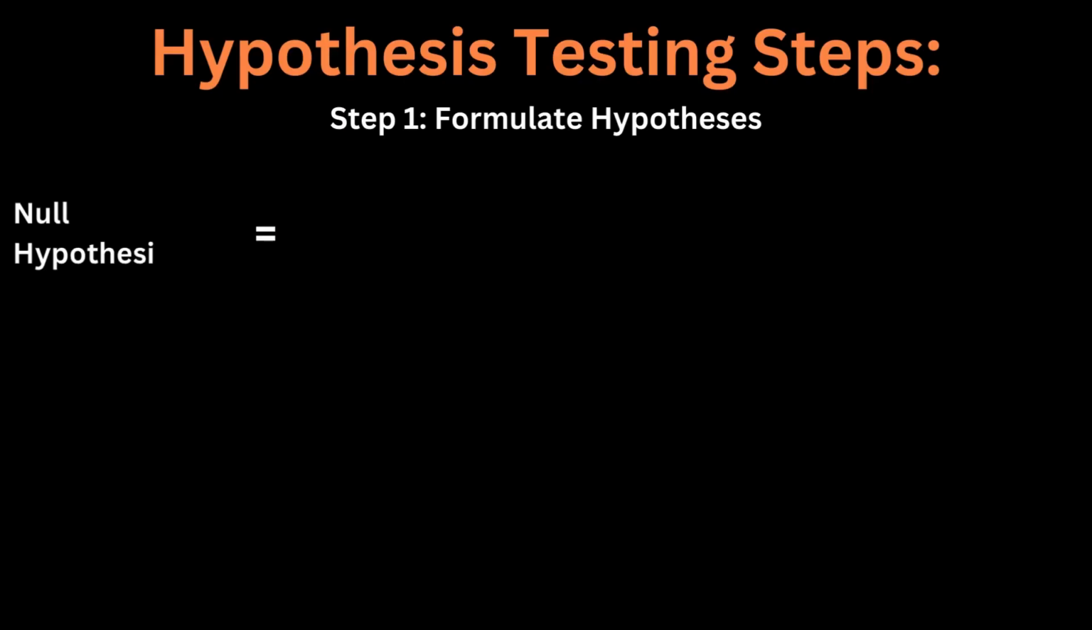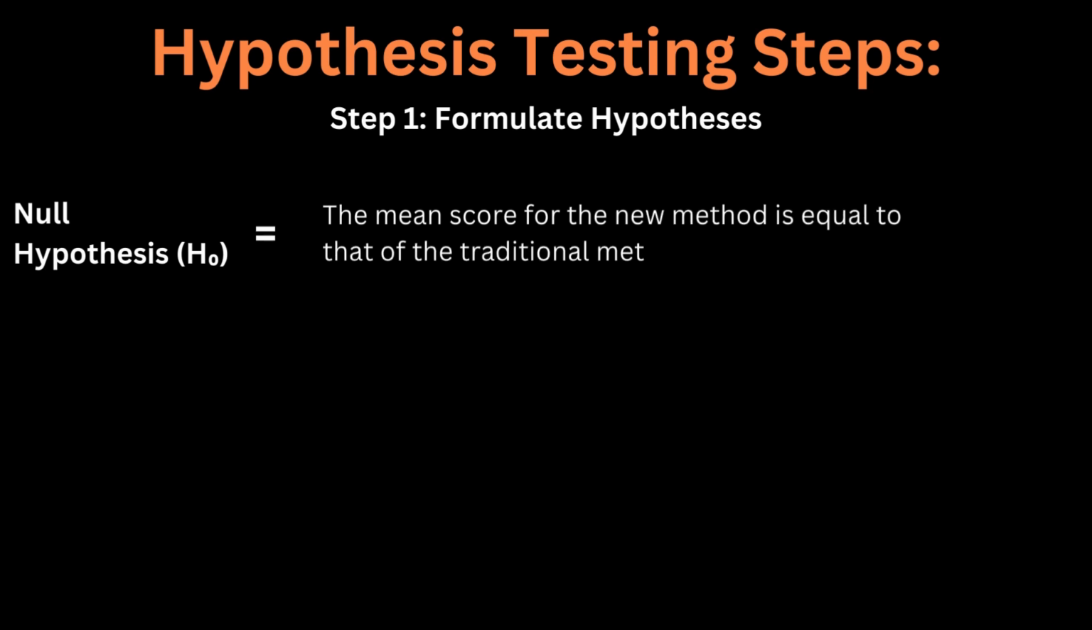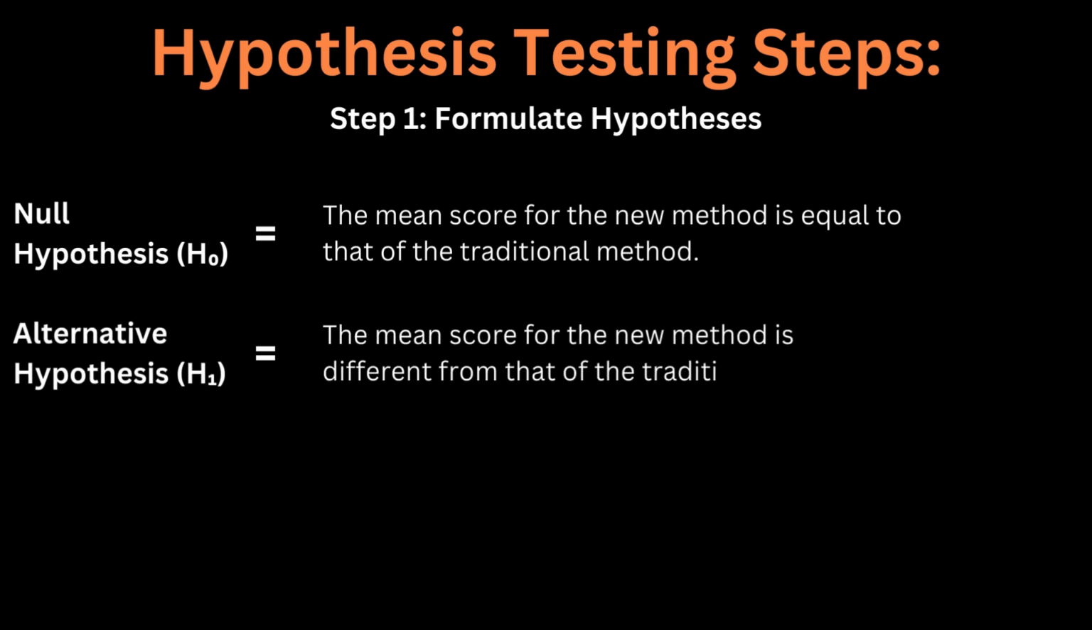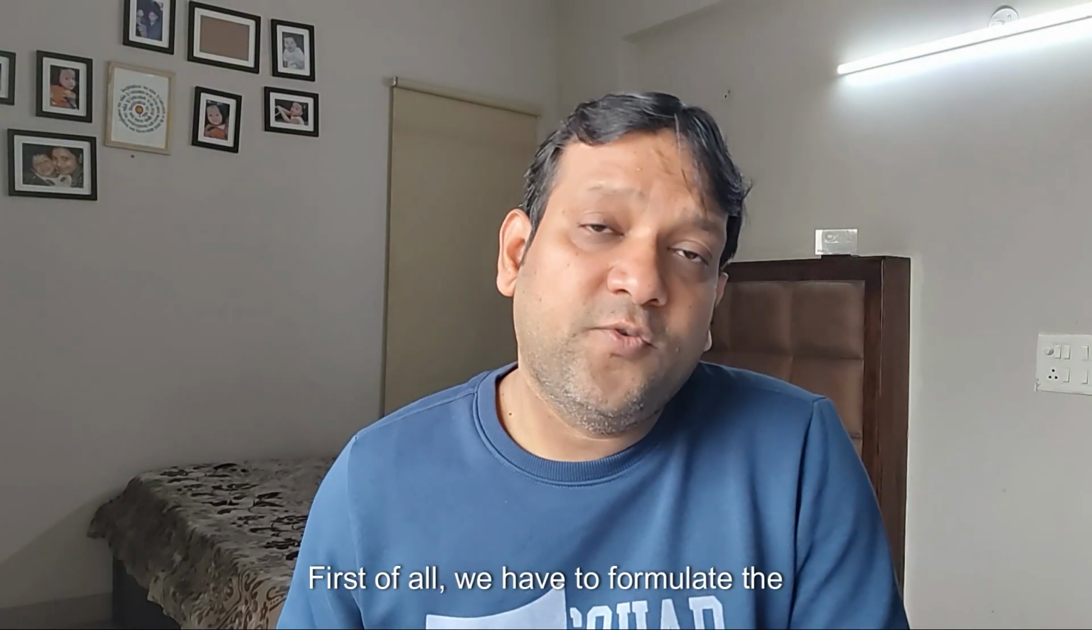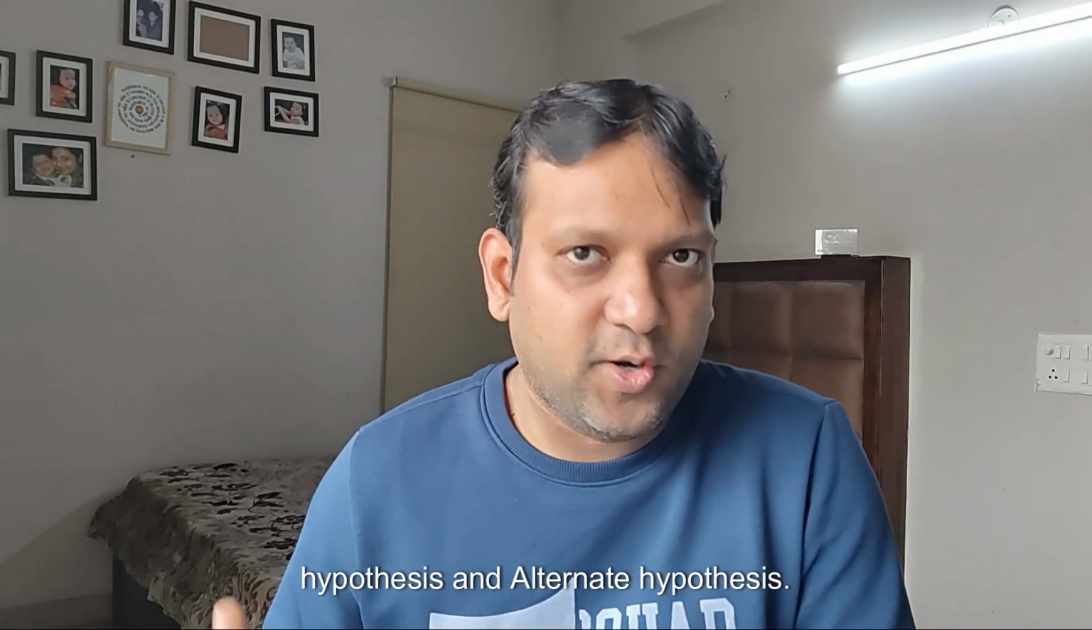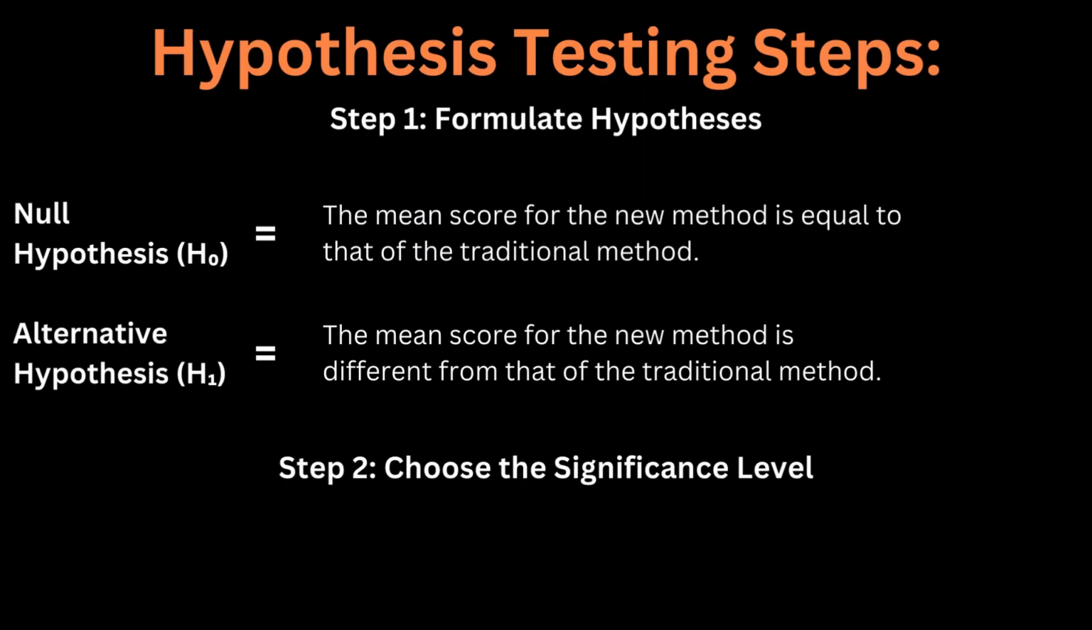So the null hypothesis here, which is H0, is that the mean score for the new method is equal to that of the traditional method. This is our null hypothesis. The alternative hypothesis, H1, is that the mean score for the new method is different from that of the traditional method. So this is our step 1. First of all, we have to formulate the problem in front of us using a null hypothesis and an alternative hypothesis. Now step 2, choose the significance level.